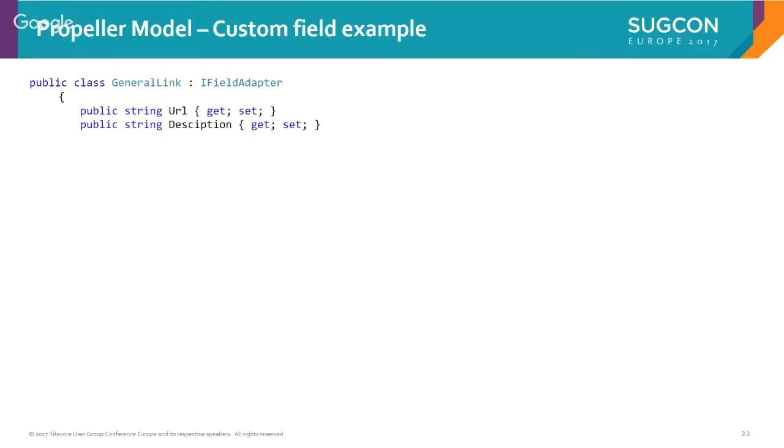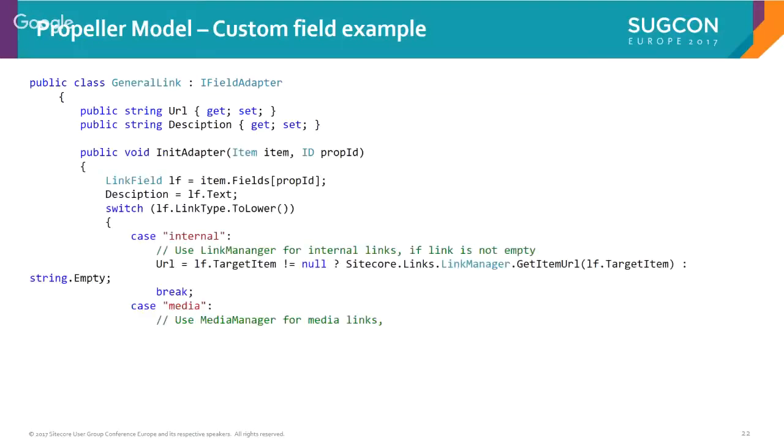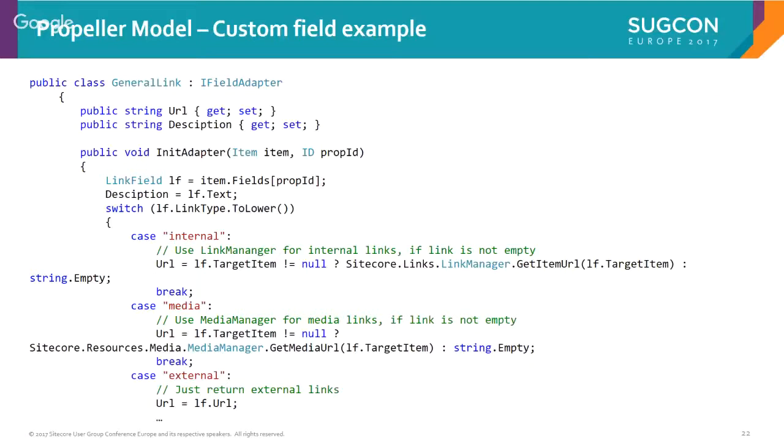So an example of this would be a general link. Quite often I've seen in projects where people want to get the URL from a general link, because there's so many types. It could be internal, it can be media item, it could be external, and so on. So here, what we're really interested in this case is we want the URL, and we want the description of the URL. And then we could go on implementing all this long switch case of what type it is, and then do the appropriate logic to pull out the URL.